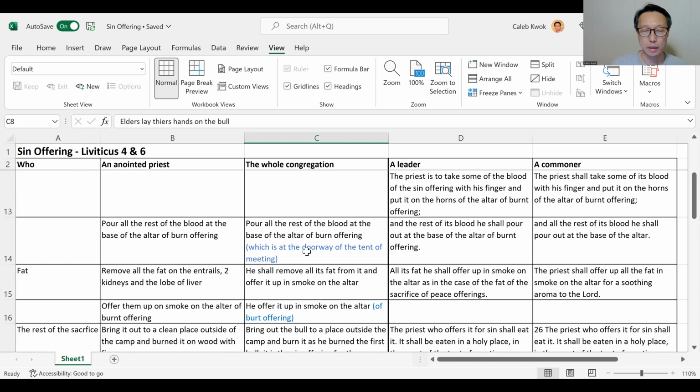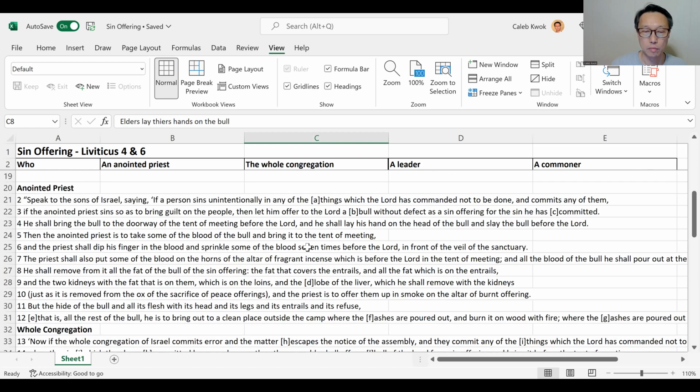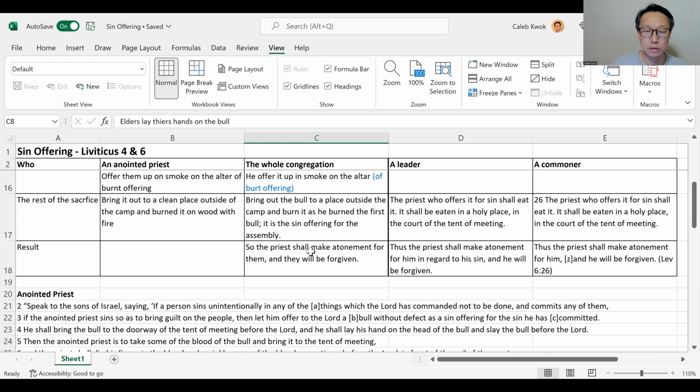And the result: the priest shall make atonement for them, and they will be forgiven. Now, I didn't put this down on the anointed priest column because it doesn't say in the Bible, so I couldn't find any inference to that. But I would imagine a similar thing will happen. What I mean is the high priest will be forgiven of their sin.